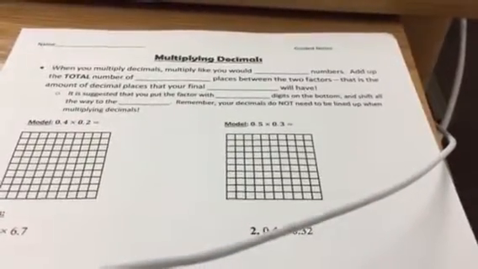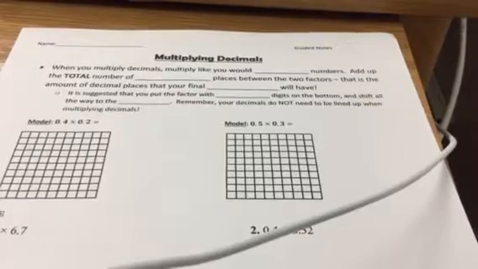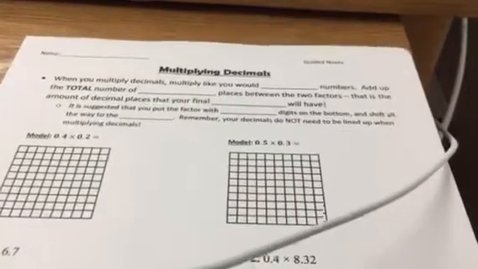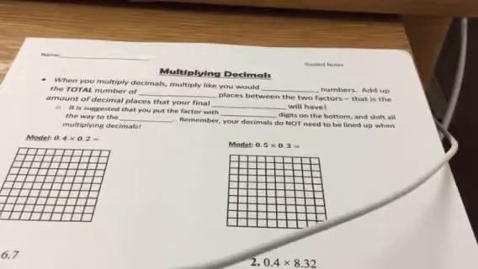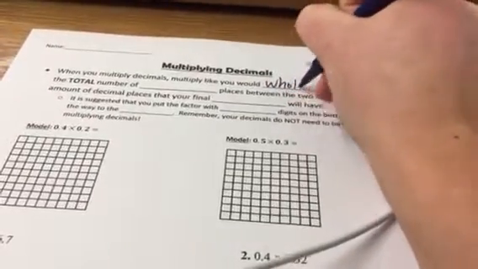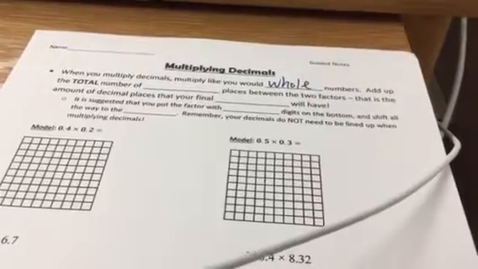And let's talk about multiplying these decimals now. So now that we have a good idea of why we count up all those decimal place values, let's go ahead and summarize that. In general, when we're multiplying our decimals, we're going to multiply just like we do with whole numbers. So we're just going to go ahead and multiply.